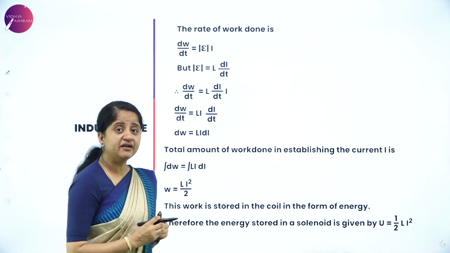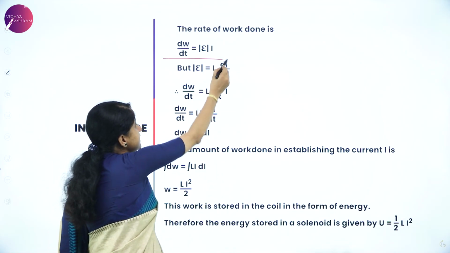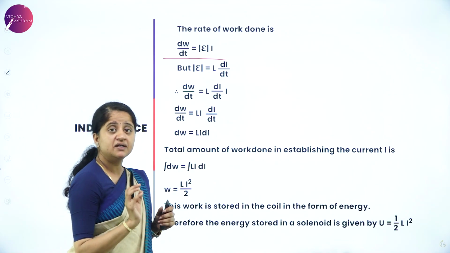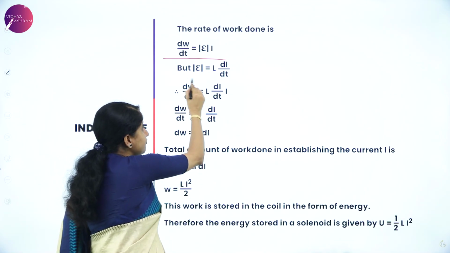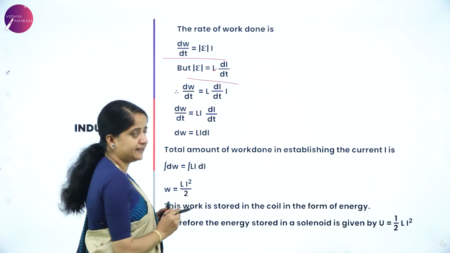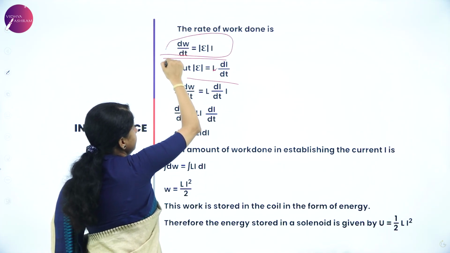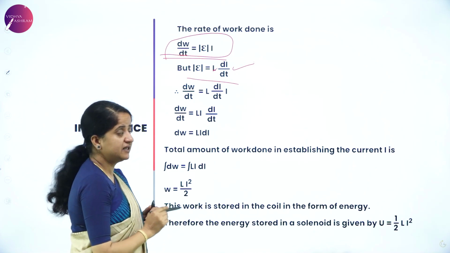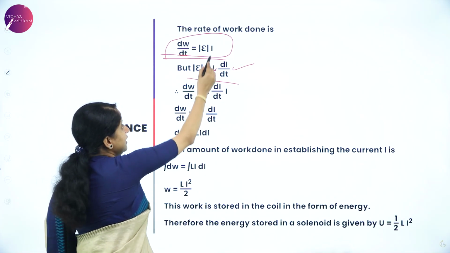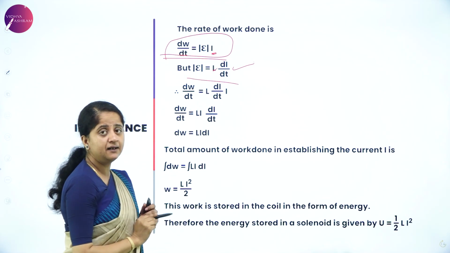So now what is the rate of work done? The rate of work done is dW by dt, which is equal to E into I. But what is E? It is the self-induced EMF, which is given by L into di by dt. Now we can replace E in this equation, so we get dW by dt is equal to L into di by dt, and we have one more I here, so writing the same.